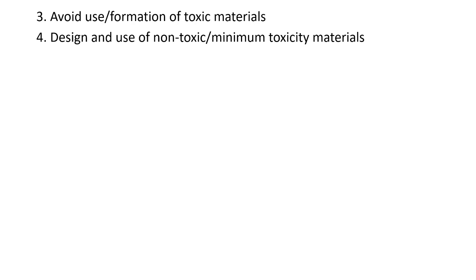Then you can go for the next principle, that is minimum use of auxiliary substances. So first of all, what are auxiliary substances? In a chemical reaction, there is a reactant. After the reaction, there will be formation of product. But to carry out the reaction, you have to use these auxiliary substances. So what are those auxiliary substances?